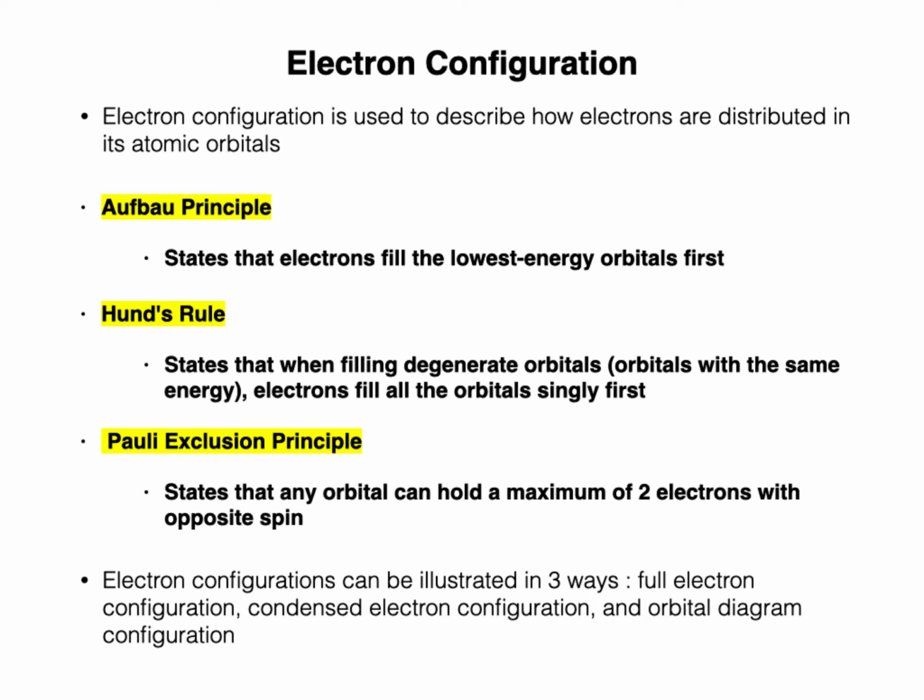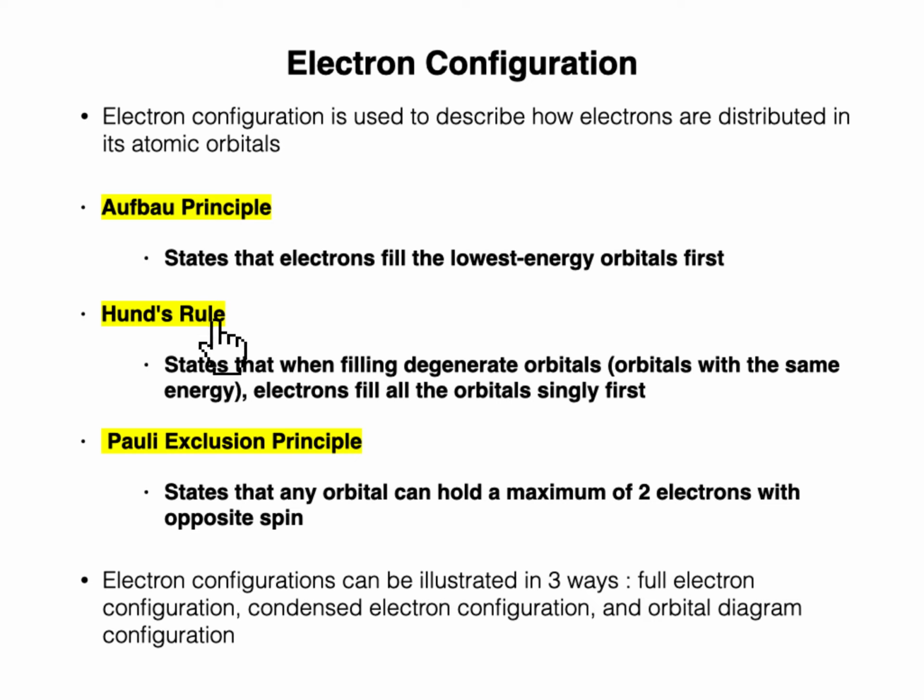Electron configuration is used to describe how electrons are distributed in its atomic orbitals. 3 rules are followed when writing electron configurations: the Aufbau principle, Hund's rule, and the Pauli exclusion principle. The Aufbau principle states that the electrons fill the lowest energy orbitals first.